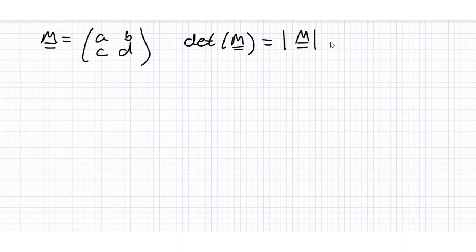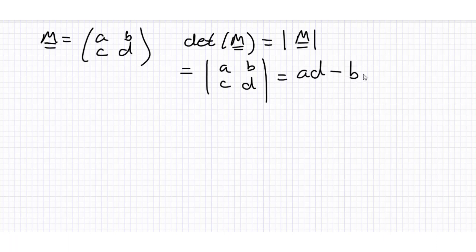or you can substitute M in for its components and write it like that, just so you're familiar with the notations, is equal to AD minus BC.